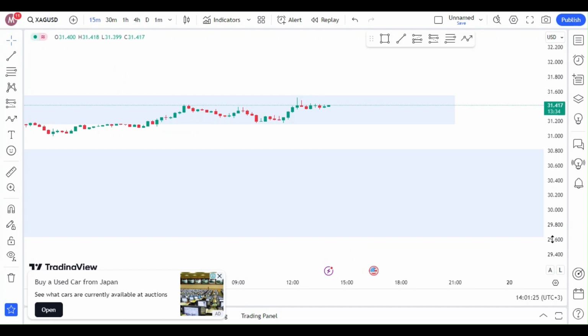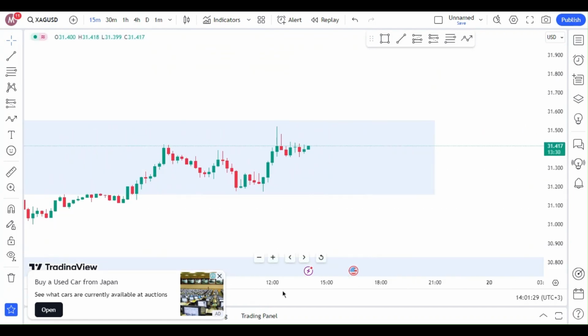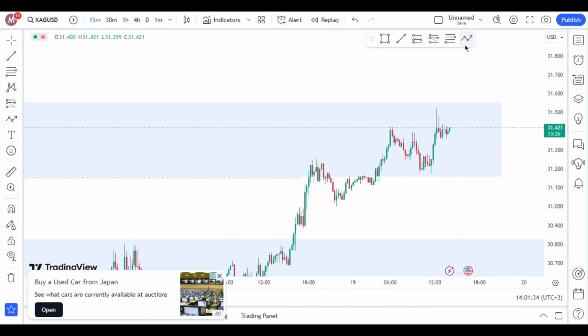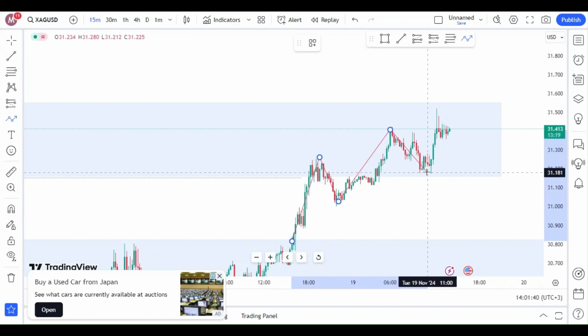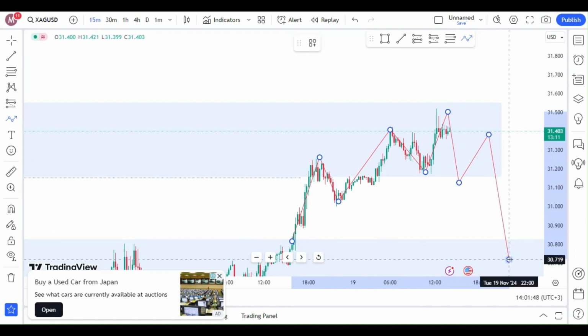Let me drop to the 15-minute time frame. So this is how the 15-minute time frame looks. On the 15-minute time frame, order flow is still bullish, very bullish. You guys can actually notice that. So we're going to keep it simple. In case order flow switches bearish, we can look for a sell move to this 4 hour and daily demand zone.